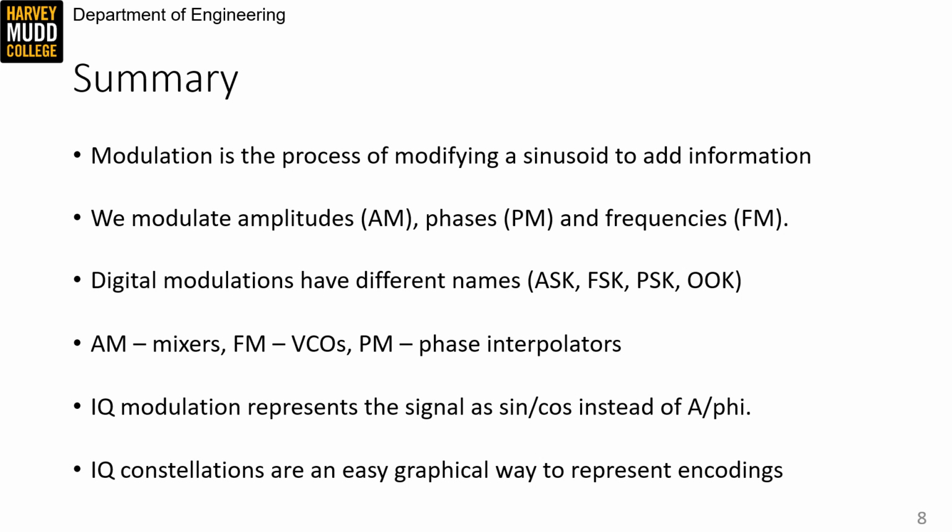We modulate AM signals using mixers, we modulate FM signals using VCOs, and we modulate phase-modulated signals using phase interpolators. IQ modulation represents the modulating behavior as weighted sine and cosine instead of an amplitude and a phase, but it conveys the same information. And IQ constellations are an easy graphical way to represent encodings.